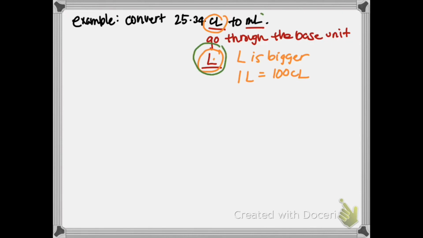But we don't want to end there. We got to go liters to milliliters. So which is bigger here? Well, liters is still bigger. So 1 liter is 1,000 mils. The bigger one gets the 1. So those are our 2 conversions.